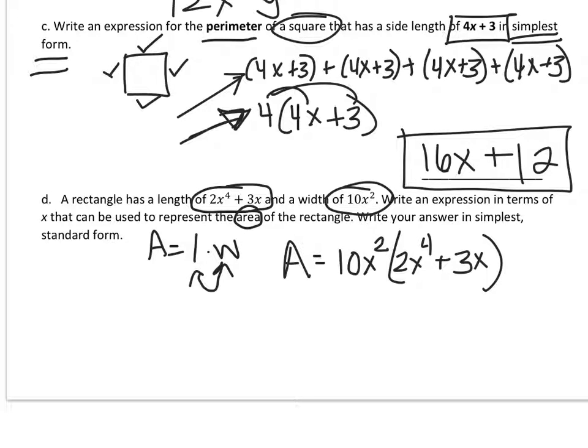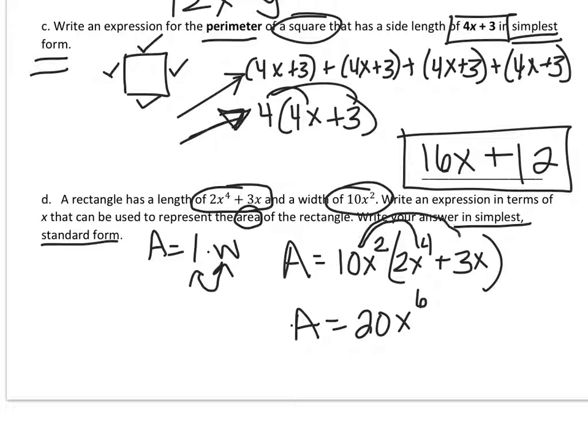Those of you that wrote that on your answer blank there got 1 out of 2 points because you're absolutely right. That is an expression to represent the area of this rectangle. However, it's not an expression in simplest standard form. To get it there, you have to actually distribute. 10x squared times 2x to the 4th gives you 10 times 2, which is 20. X squared times x to the 4th. You add the exponent, you get x to the 6th.